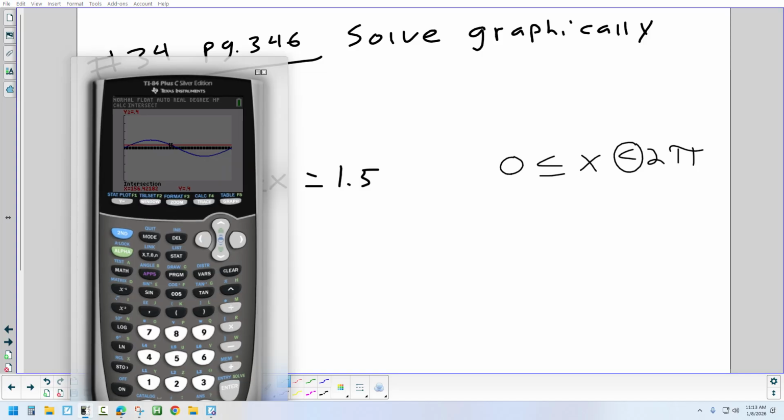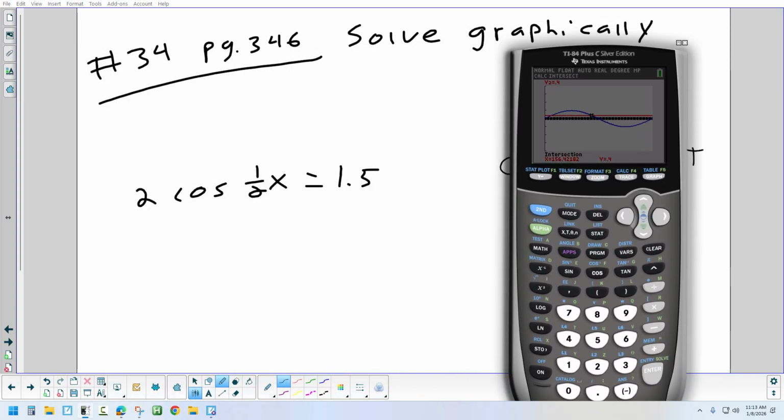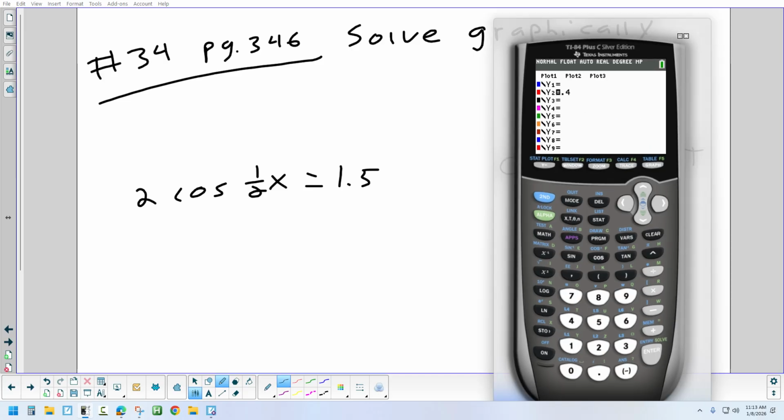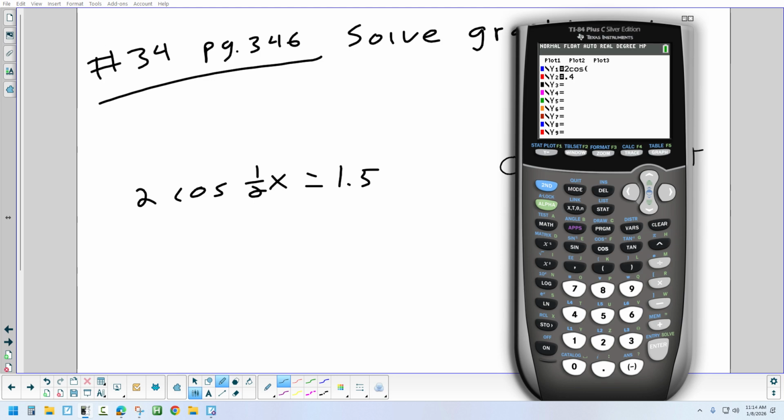Okay, what would I put in Y1 this time? Yeah, 2 cosine 1/2 x. Yep, and just because it's easier for me to avoid the fraction, I'm going to do cosine 0.5x, same as a half. If you had to do the fraction, you can. Would you have to put parentheses inside the parentheses? Yeah, you need 1/2 in parentheses. So you'd have another set.